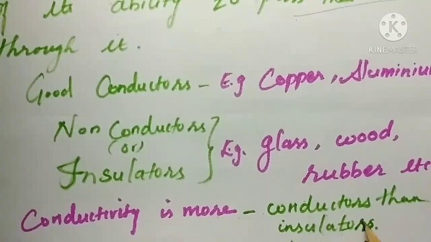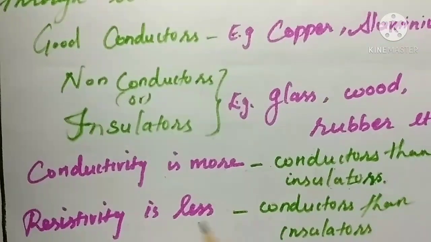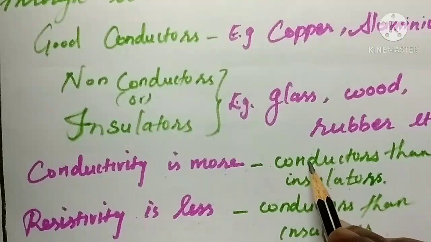In an insulator there are no free electrons, so it won't conduct electricity. But in conductors there are a number of free electrons to conduct electricity. The conductivity is more for conductors than insulators, but the resistivity is less in the conductor than in the insulator. For the insulator, resistance or resistivity is more. So the resistivity is less for the conductors than insulators. Conductivity is more for conductors and resistivity is less for the conductors.